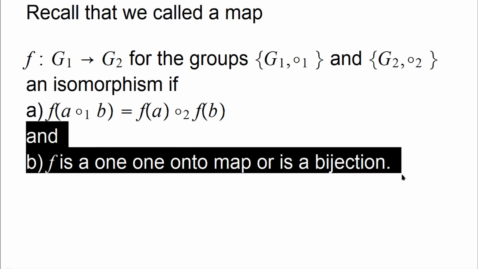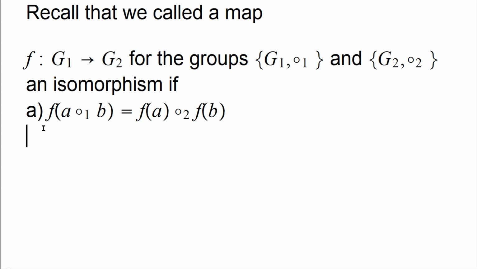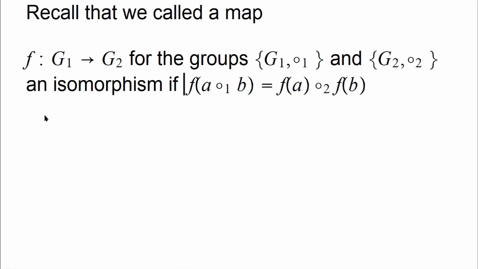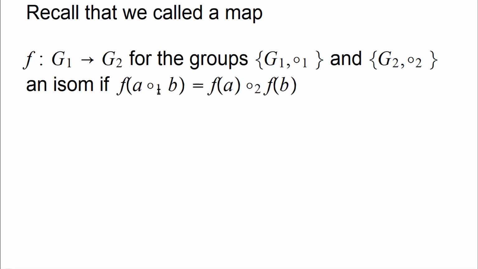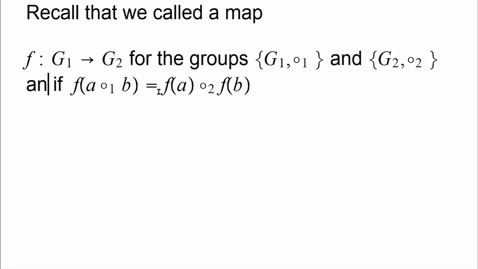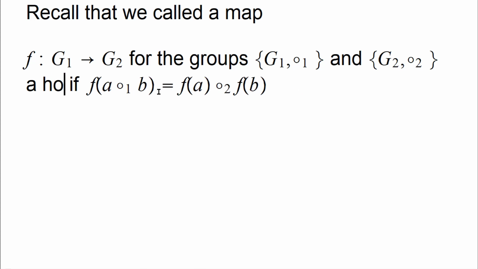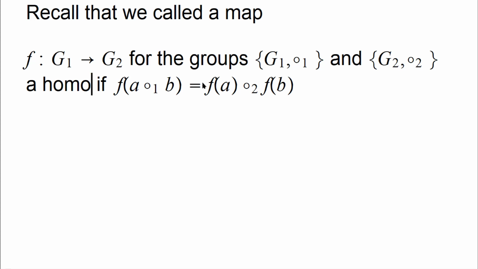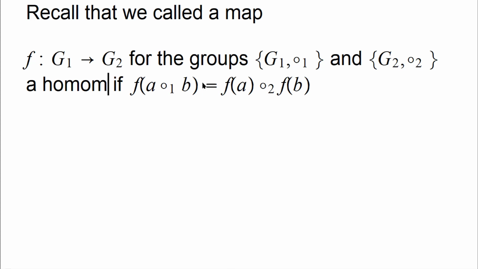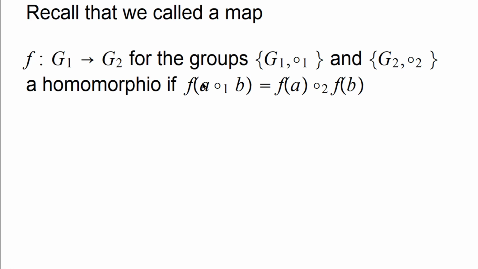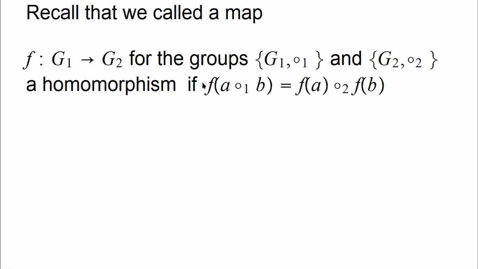Now let's do this. Let's remove this condition. If the bijection condition is not satisfied, and only the operations are preserved, then we call it a homomorphism between the two groups. So we drop extra requirements and get another definition.